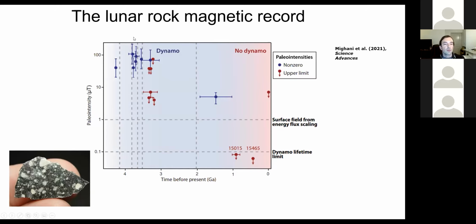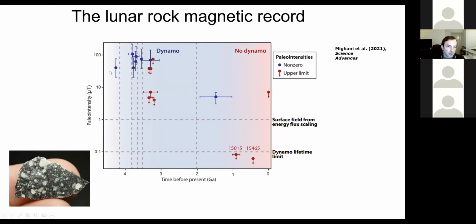So the other way we know that there was a magnetic field on the moon in the past was through just looking at rocks. So all the Apollo samples we brought back. And you can see a chart here of the time before present. And over here, you can see how strong we think the field was. So between 4 and 3 billion years ago, we think there was a dynamo based on these really strong fields.